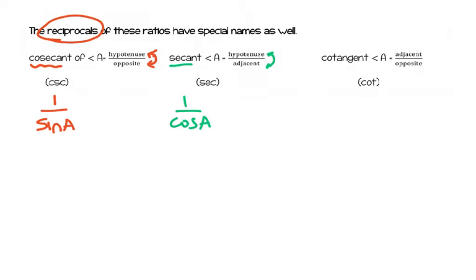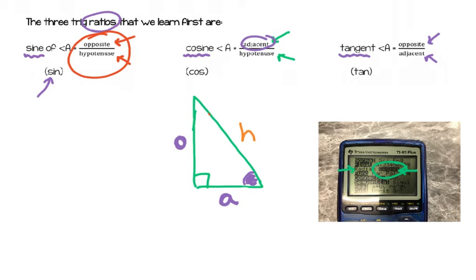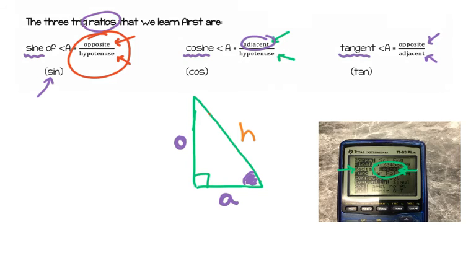And then cotangent, that one's easy to remember. It's the inverse of tangent. A couple of things about that. One way that I remember it is that the "co" ones do not go together. So cosine and cosecant do not go together. Okay, so that's one way to remember it. And you do need to remember, if you can remember these three, sine, cosine, and tangent, then it's not hard to remember the other three as long as you know which one goes with which.